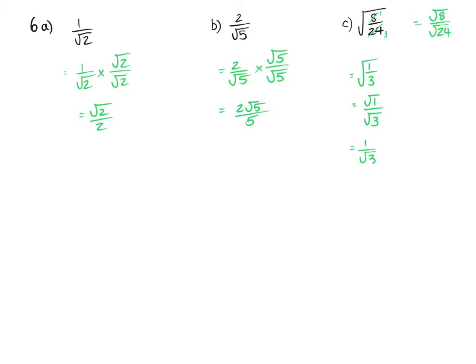And then to rationalise the denominator, we need to times the bottom by root 3. So we have to times the top by root 3 too. So we get root 3 over 3, and that's us.